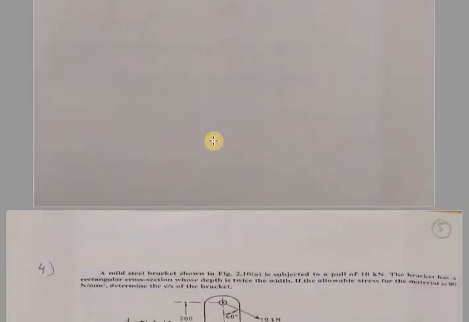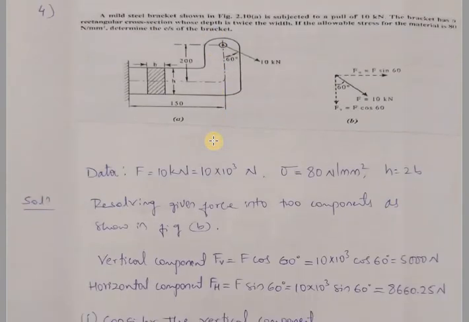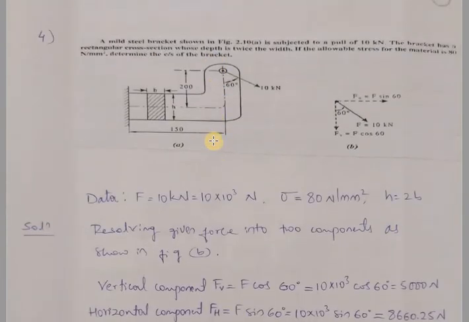So next we will move to the next problem on eccentricity. Here we have the problem statement. A mild steel bracket shown in the figure is subjected to a pull of 10 kilonewton. The bracket has a rectangular cross section, this is the cross section we are talking about, whose depth is twice the width.